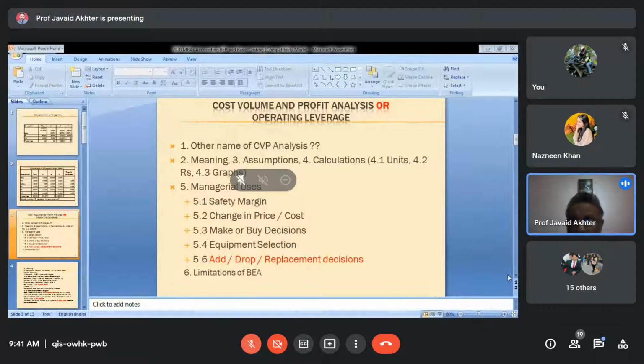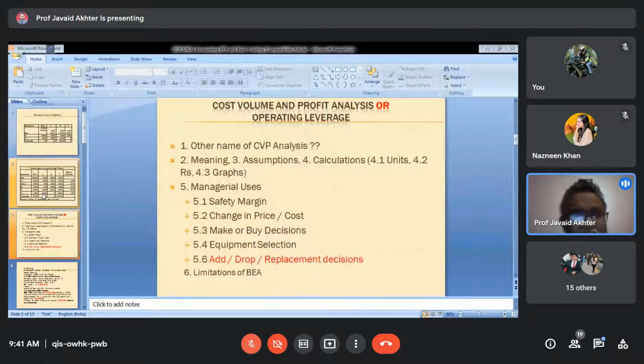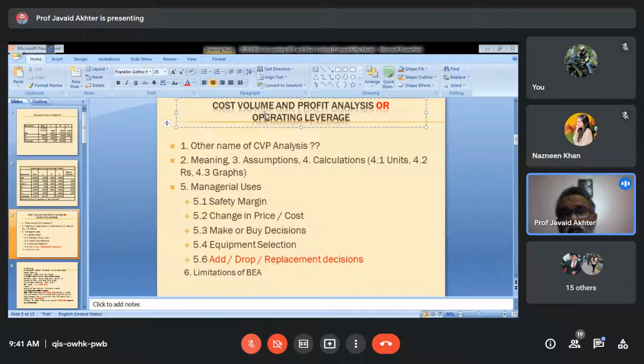So we were just talking about cost accounting. We have several uses of it, like we can calculate this, we can do this, we can do that. If we extend this analysis, one such use is through this part known as cost, volume, and profit analysis, or operating leverage, and it is also called break-even analysis.